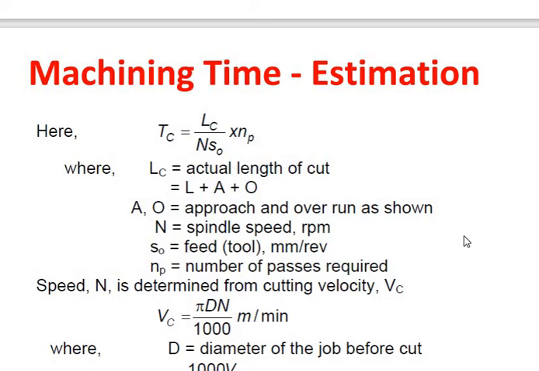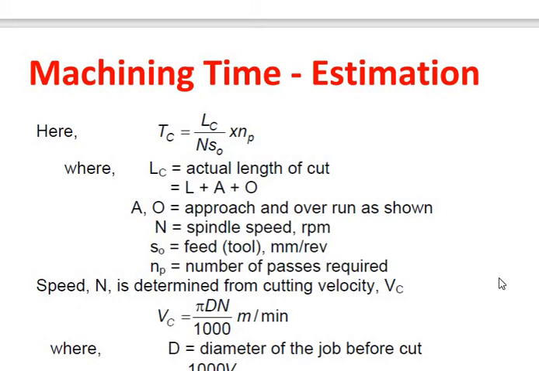You can see Tc is equal to Lc by N suffix S o into N suffix P. Lc is the actual length of cut, that is equal to L plus A plus O, where A and O are approach and overrun as shown. N is spindle speed in RPM, So is feed in mm per revolution, and Np is the number of passes required.